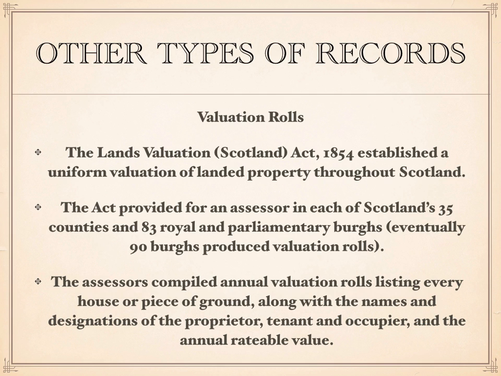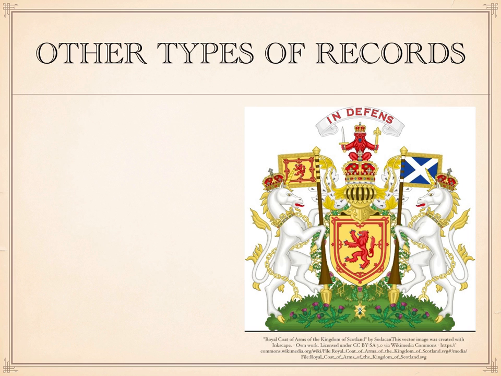The records that the assessors had to compile included a rolled listing of every house or piece of ground, along with the names and designations of the proprietor, the tenants, and the occupier, and the annual rateable value. Other types of valuable records are soldier wills. These are often found now online.